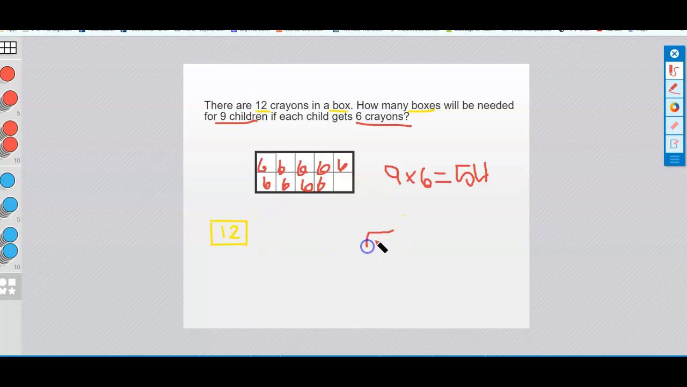So if we need 54 crayons in total, and we know that there's 12 crayons in a box, we're going to have a remainder here. I'm going to borrow here, and that becomes 6. And since I still need 6 more crayons, I'm going to actually need 5 boxes of crayons to be able to make my bags of crayons for the 9 students.